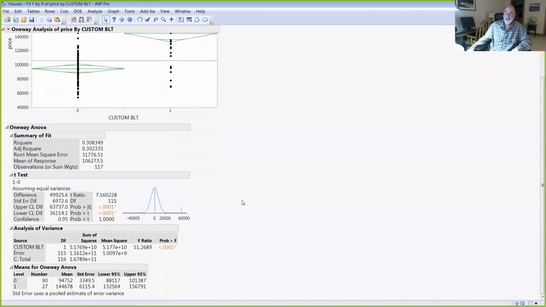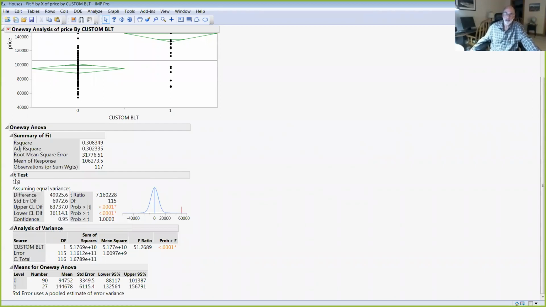The actual test that's conducted is down here. First of all, if you just look at the bottom table, you can see that there are 27 custom-built homes. The average value is 145,000 almost. And for the 90 non-custom-built homes, the average value was almost 95,000. That's quite a large difference in terms of dollars. Here's the difference in this t-test, 49,900, almost a $50,000 difference in values.